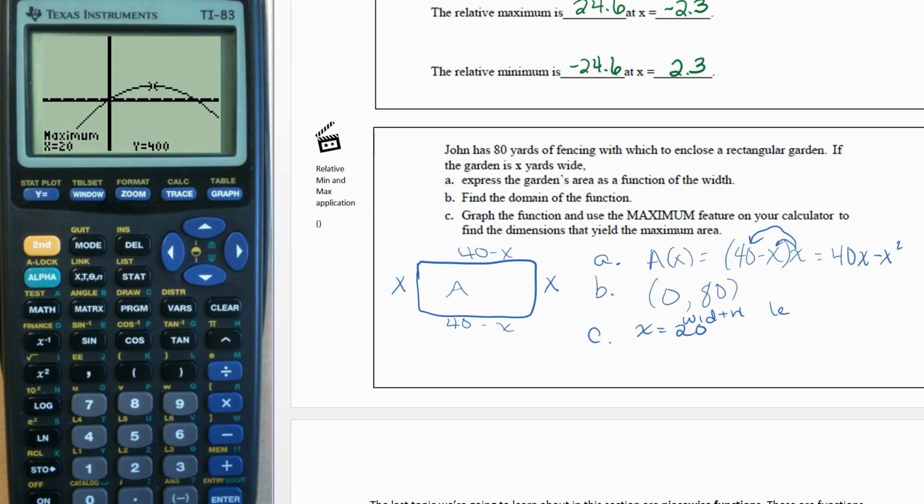Now, the length, we know, is 40 minus x. So the length would be 40 minus 20, so the length would also be 20. So the dimensions here that give us the largest area would be 20 by 20. So 20 yards by 20 yards. And that's a square. And remember, that's okay because a square is a rectangle.